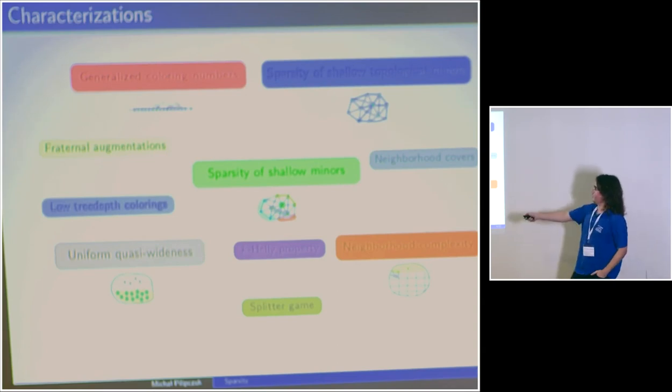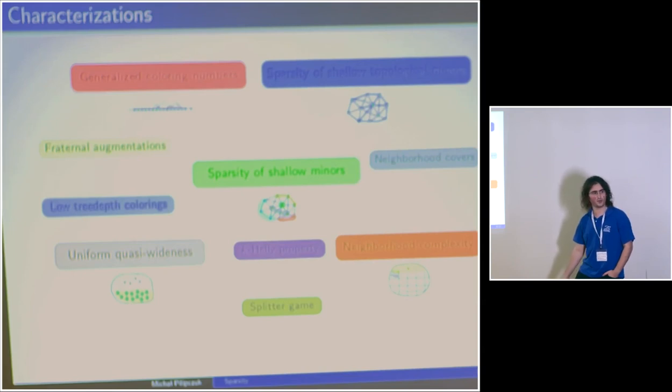So we have, for example, low treedepth colorings or fraternal augmentations. These are structural measures very close to generalized coloring numbers and are really useful in algorithmic treatment. You have a game theoretic definition of nowhere denseness via the so-called splitter game. You have, for example, neighborhood covers, which is really useful for designing distributed algorithms on sparse graphs. So each of these tools gives you a different algorithmic technique in a sense.